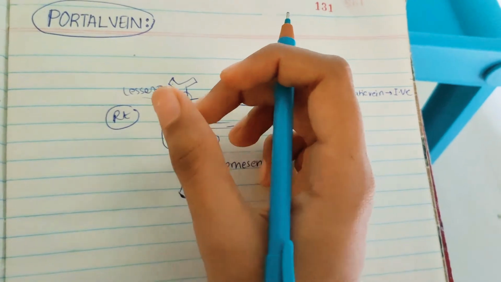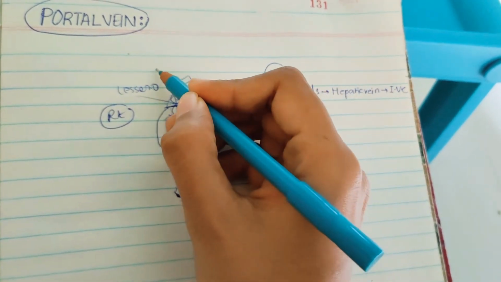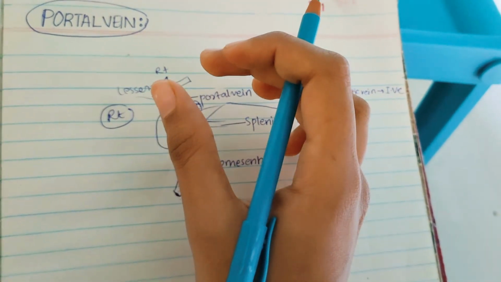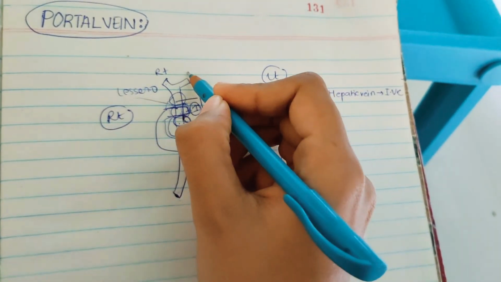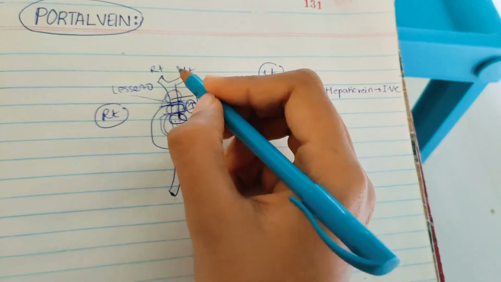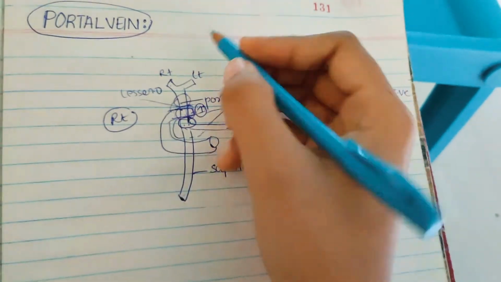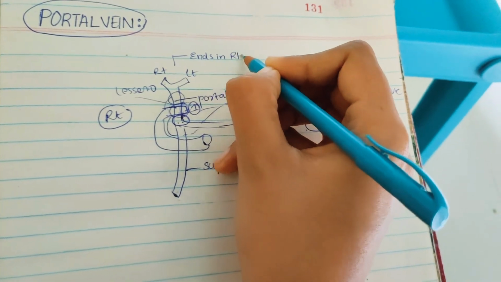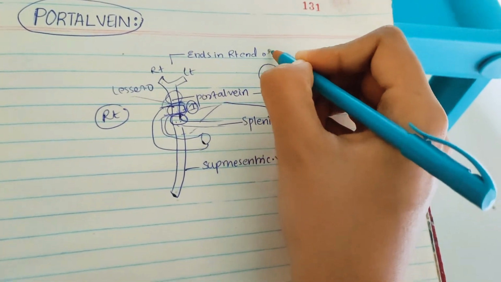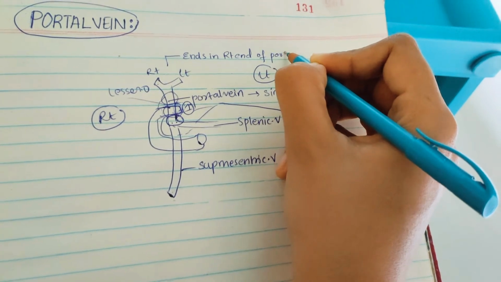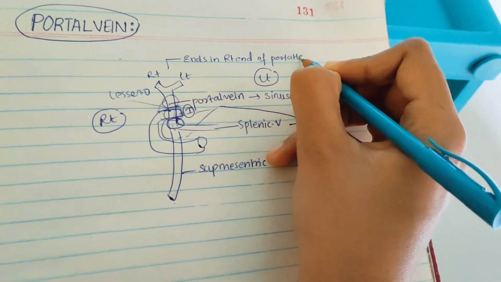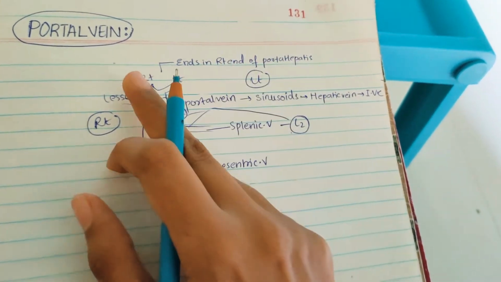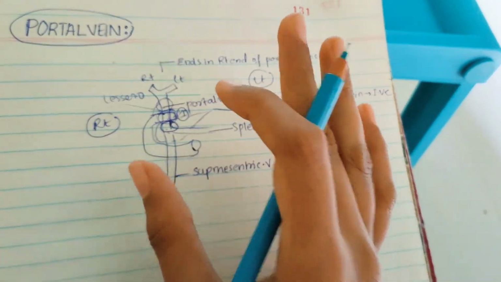This vein terminates by dividing into right and left branches, which enter the liver. It ends at the right end of the porta hepatis. The porta hepatis is present on the posterior surface of the liver. There it will end at the right end of the porta hepatis by dividing into right and left terminal branches.